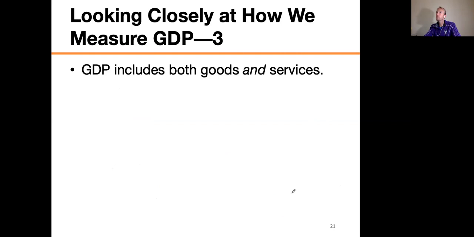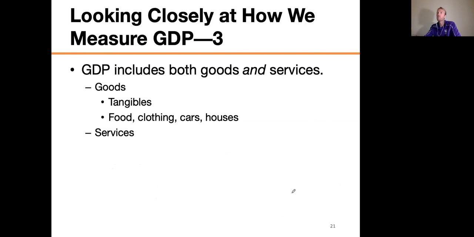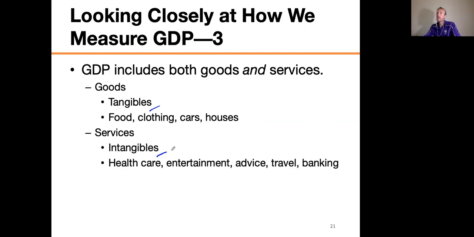Okay, so GDP includes both goods and services. What do I mean by goods? I mean stuff, tangibles, like food, clothing, cars, houses. Then there are services, which are intangibles. I mean healthcare, entertainment, advice, travel, banking. There are all kinds of haircuts. There are all kinds of different services, all right?